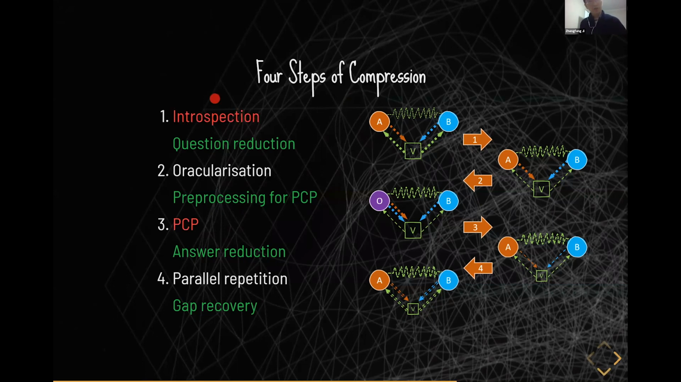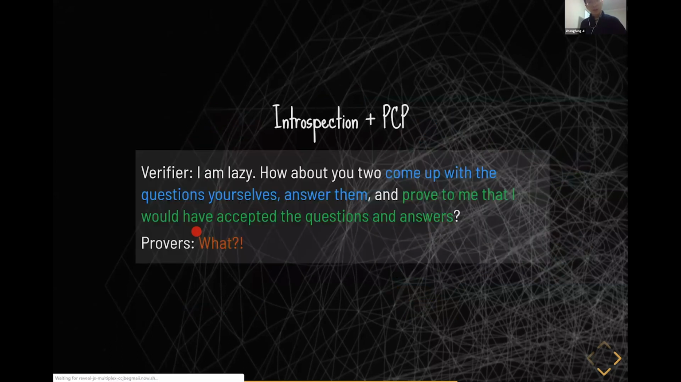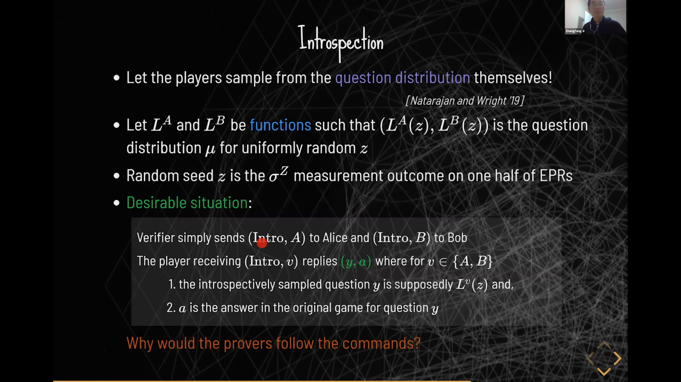The non-trivial part of this construction is introspection plus PCP. Basically what this is doing is, the verifier is saying, oh, I'm lazy. How about the 2 provers come up with the questions themselves, answer the questions, and prove to me that I would have accepted the questions and answers if I was generating the questions. Well, that's a very bizarre situation, but let's see how you can do this.